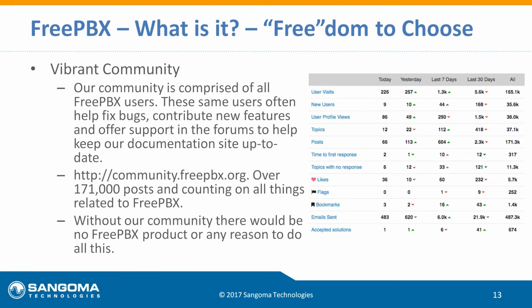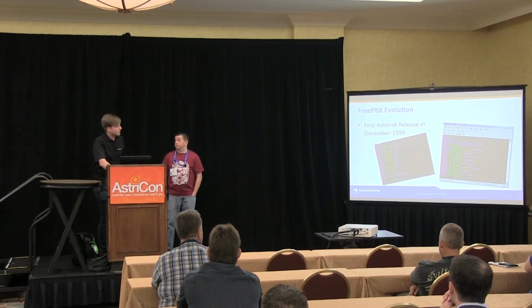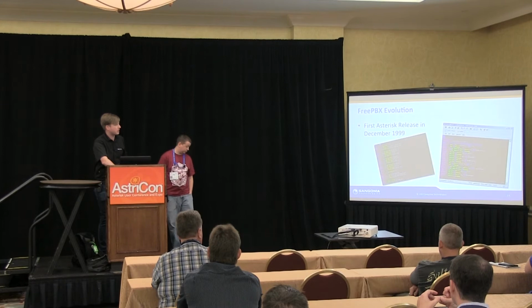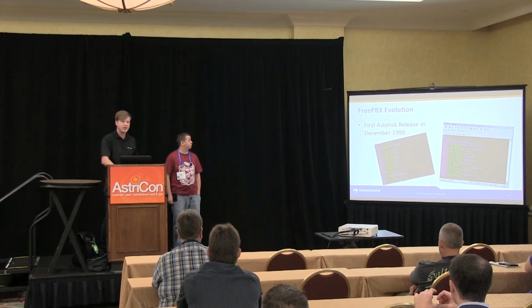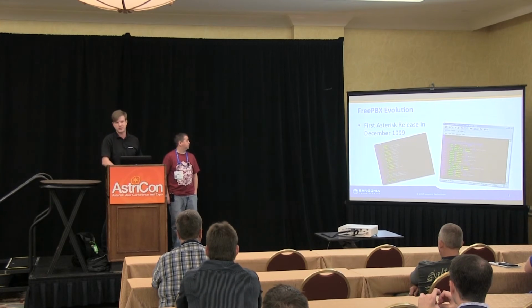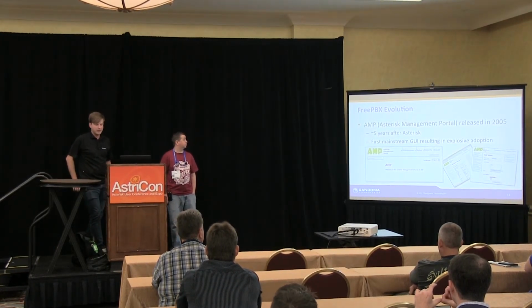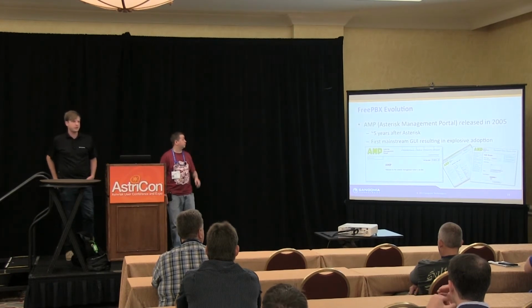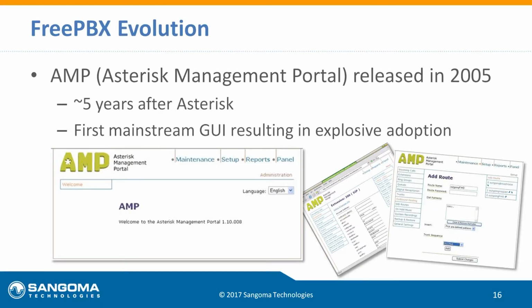So, past FreePBX evolution, right? Asterisk was first released in December 1999. This is just some images from online. I mean, the dial plan looks the same. It's hard to actually show an image of Asterisk from that time period because all you're going to see is a version string that comes up, right? FreePBX itself came out in 2005, about 5 years after the first official release of Asterisk. The first mainstream GUI, resulting in an explosive adoption. That's the original AMP portal, right?